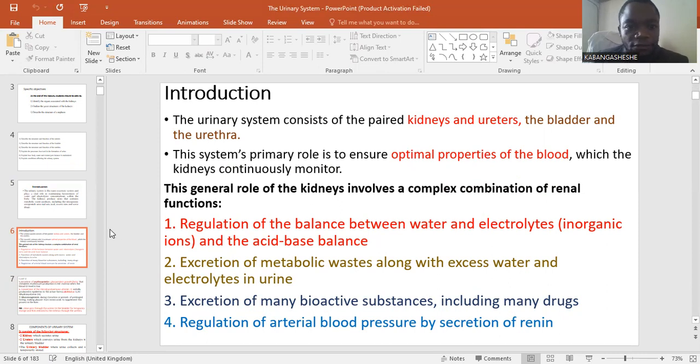The functions of the urinary system are quite complex. Among them is maintenance of homeostasis, through various processes that take place in this important and vital system of the human body. Number one is regulation of water and electrolytes. We call that water and electrolyte balance, or simply acid-base balance and fluid balance.